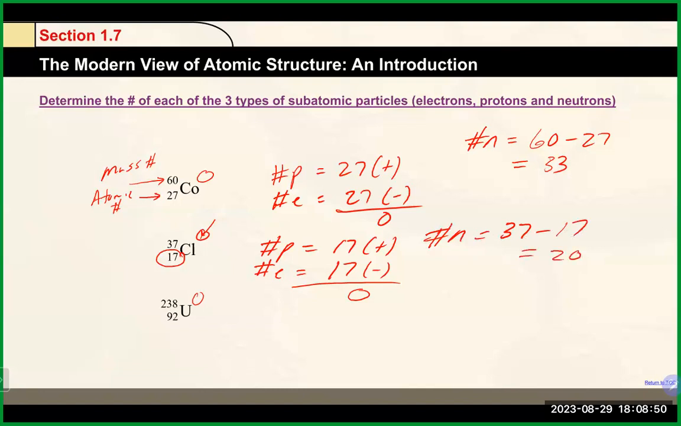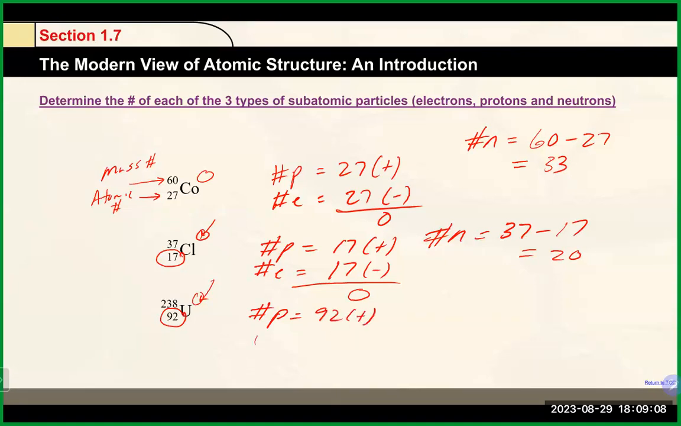And lastly here, U, which is uranium, I think. I think they fixed that in the lab manual years ago on that periodic table. They had the wrong name on that, but they might have fixed it. 92 is our number of protons.